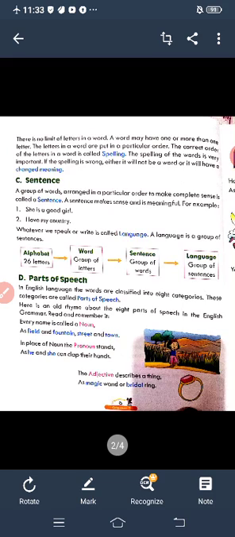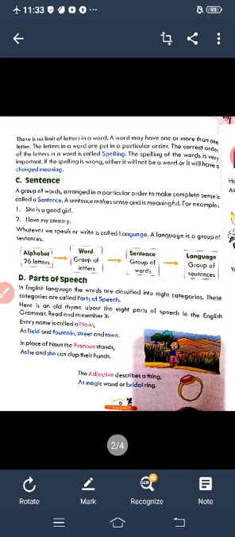Dear students, in the English language, the words are classified into 8 categories. These categories are called parts of speech. Here is an old rhyme about the 8 parts of speech in English grammar. You have to read it.